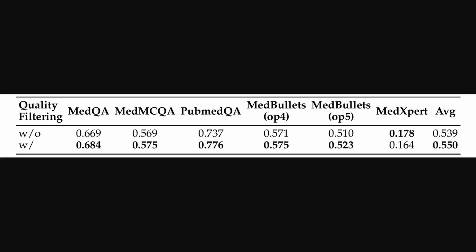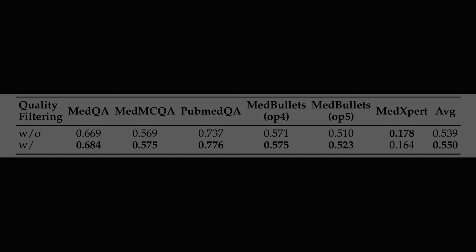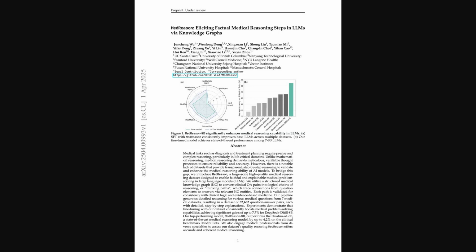Right, and part of that boost comes from the quality filtering step we talked about earlier in the pipeline. This table isolates that effect for the Llama model, comparing without filtering, the WO row, to with filtering, the W row. The average accuracy goes up from about 0.54 to 0.55, so that filtering clearly adds value. That filtering step definitely helps refine the data and improve performance.